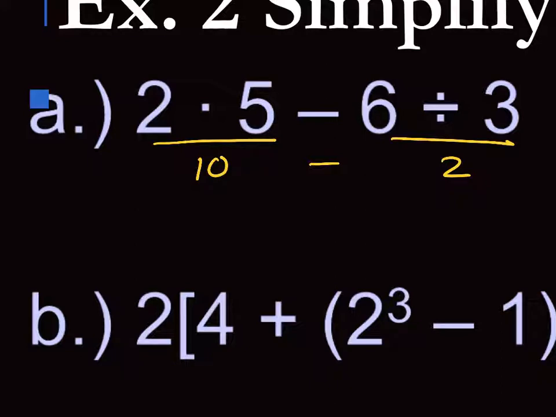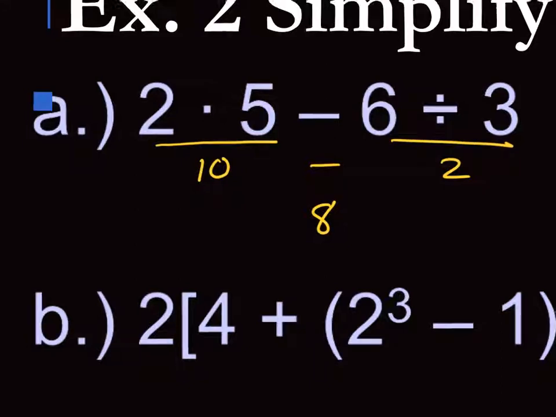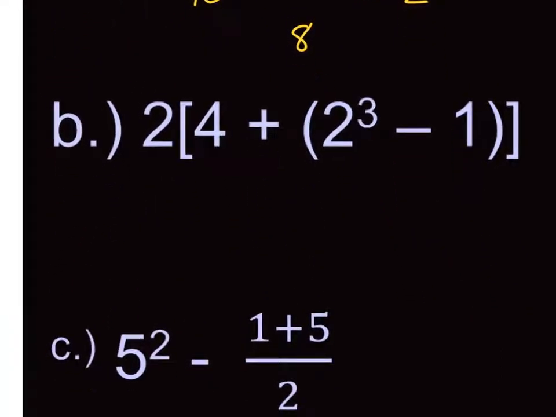I don't see any addition going left to right, but I do see subtraction. 10 minus 2 is 8. Not a lot of work there, but I do expect you to follow along. I realize most of you can do this in your head. When we get to B, it starts to get a little more complicated here.